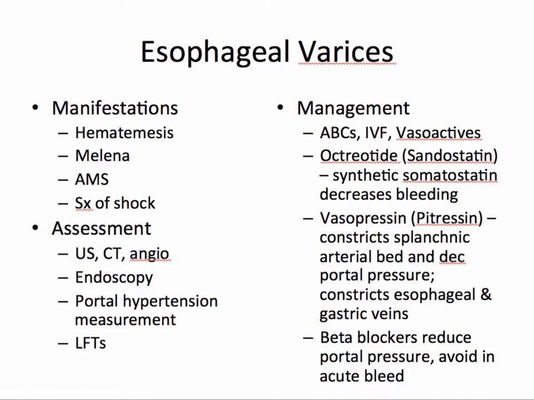Management of esophageal varices includes the ABCs, airway, breathing, and circulation, IV fluids, and vasoactive drugs. Octreotide is a common drug used in varicose bleed management. It's essentially synthetic somatostatin that decreases bleeding. Vasopressin can act to constrict the splenic arterial bed and decrease portal pressure. It also constricts esophageal and gastric veins. And finally, beta blockers can reduce portal pressure but should be avoided in acute bleeds.